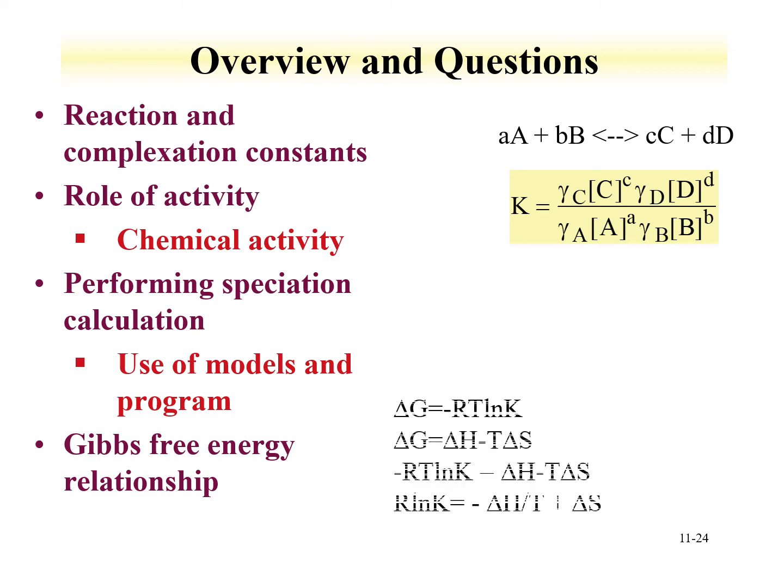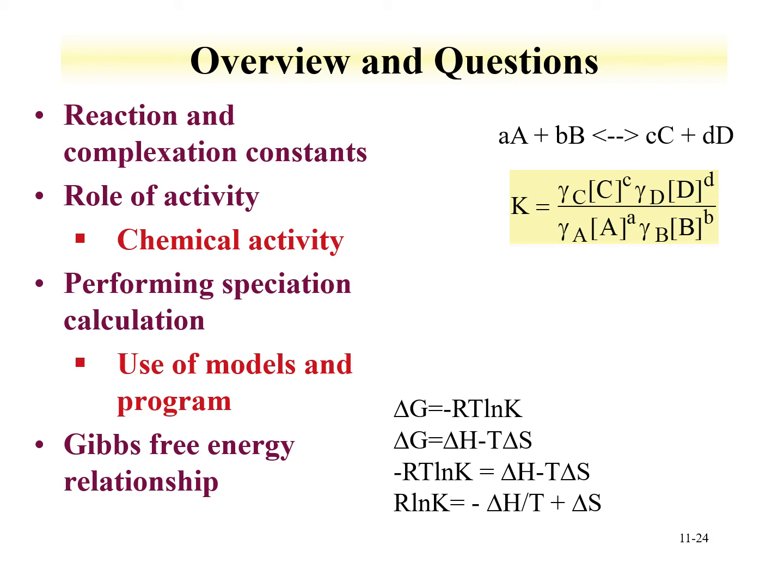We also discussed how to perform these speciation calculations, provided an example with a simple system using an Excel spreadsheet, and a more complex system using a program. In this case, we used the CHESS program for chemical speciation.